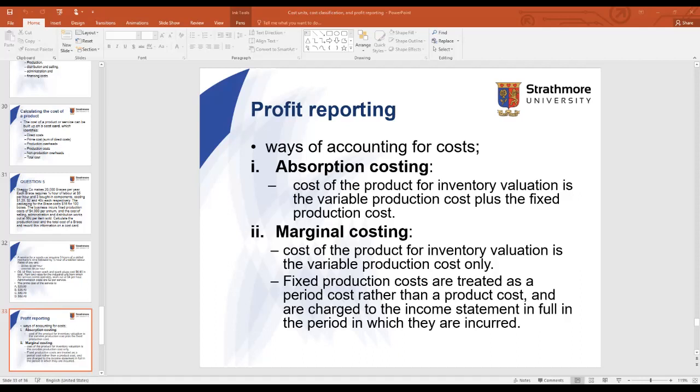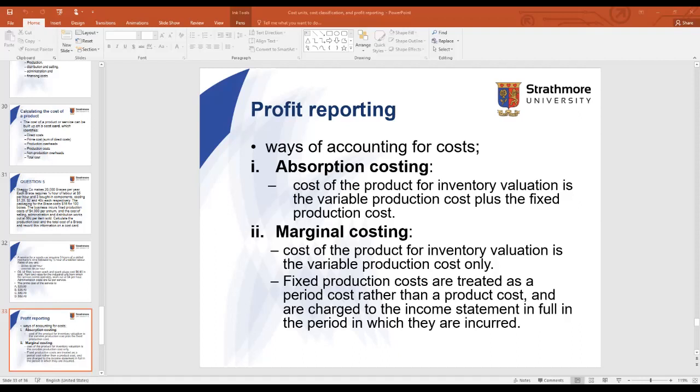Now when it comes to profit reporting for the purpose of cost accounting, for the purpose of management accounting, we have two ways of reporting profit. This is different from financial accounting. For management accounting, you can report profit using two bases: one is called the absorption cost basis, and the other is called the marginal costing basis.